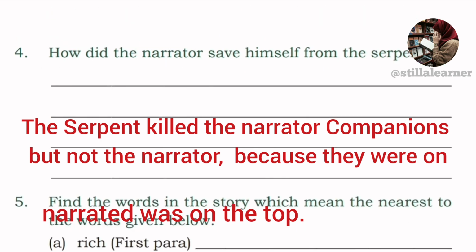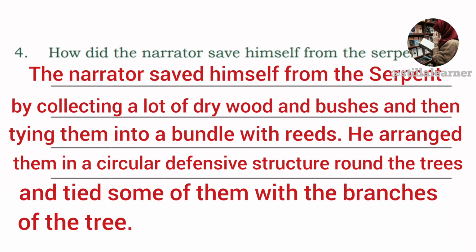Okay. Fourth question is, how did the narrator save himself from the serpent? Answer, the narrator saved himself from the serpent by collecting a lot of dry wood and bushes and then tying them into a bundle with reeds. He arranged them in a circular defensive structure round the trees and tied some of them with the branches of the trees.